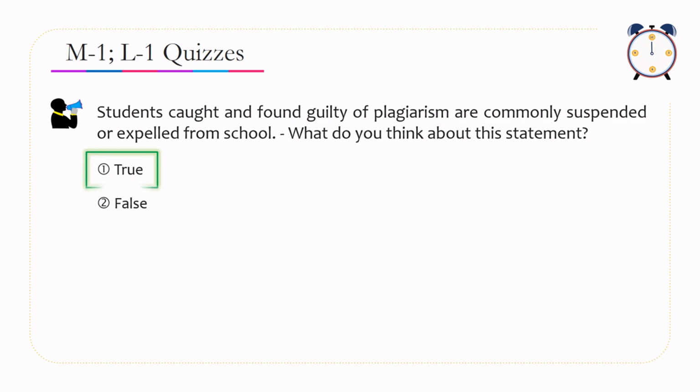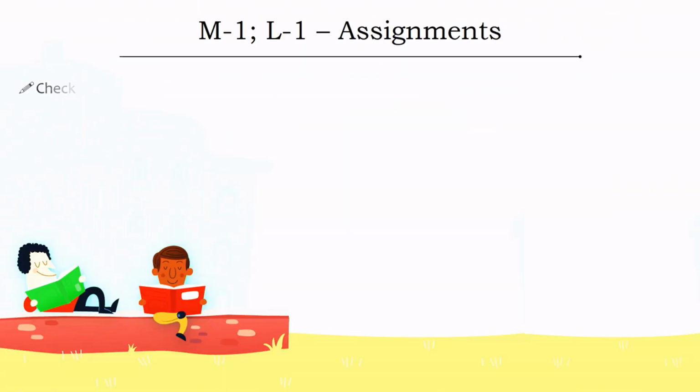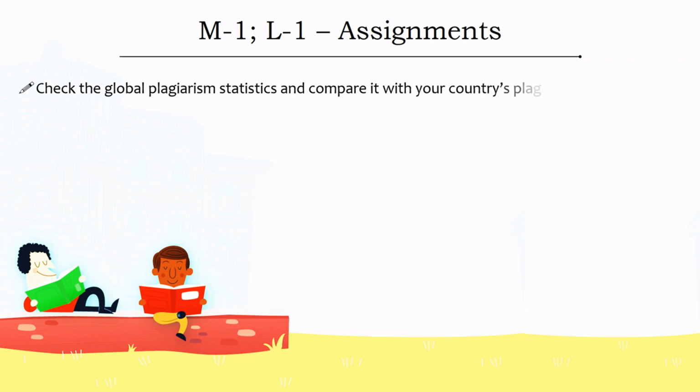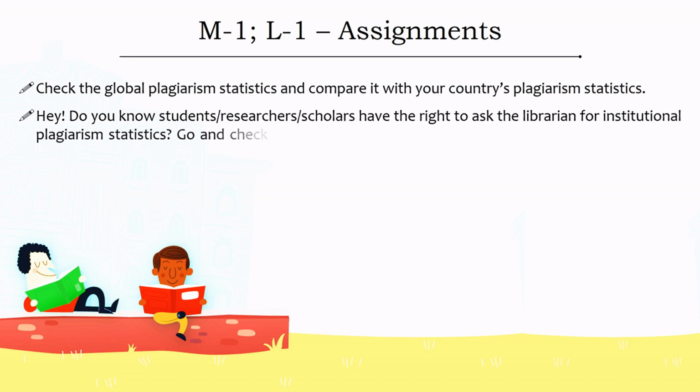Option 1 is correct. Yes, it's true because it has become a common practice at most universities where students are caught with plagiarism. Now your homework is on the way. Do it as your own. The first assignment is to check the global plagiarism statistics and compare it with your country's plagiarism statistics. The second one is, do you know that students, researchers, and scholars have the right to ask the librarian for institutional plagiarism statistics? Go and check your institution's plagiarism statistics at your institution's library.